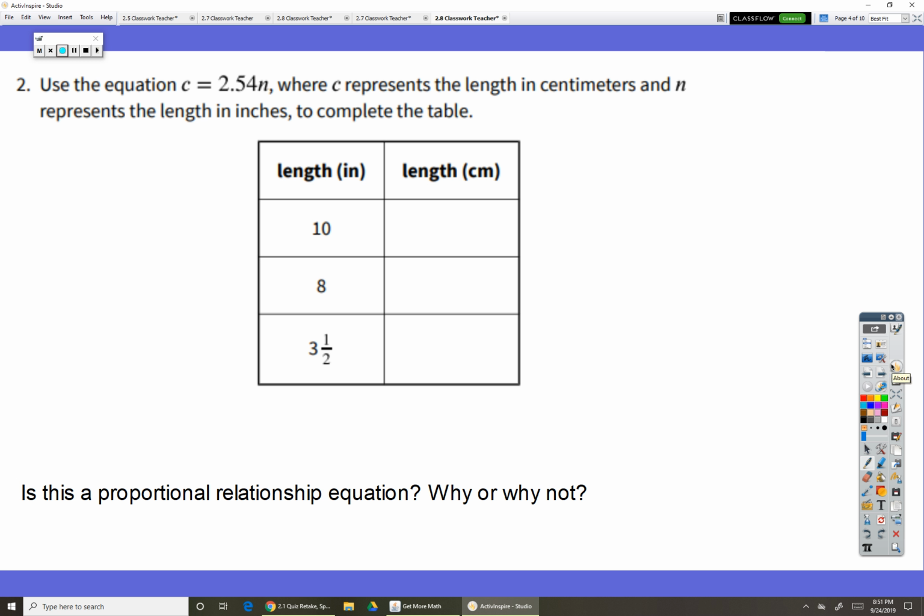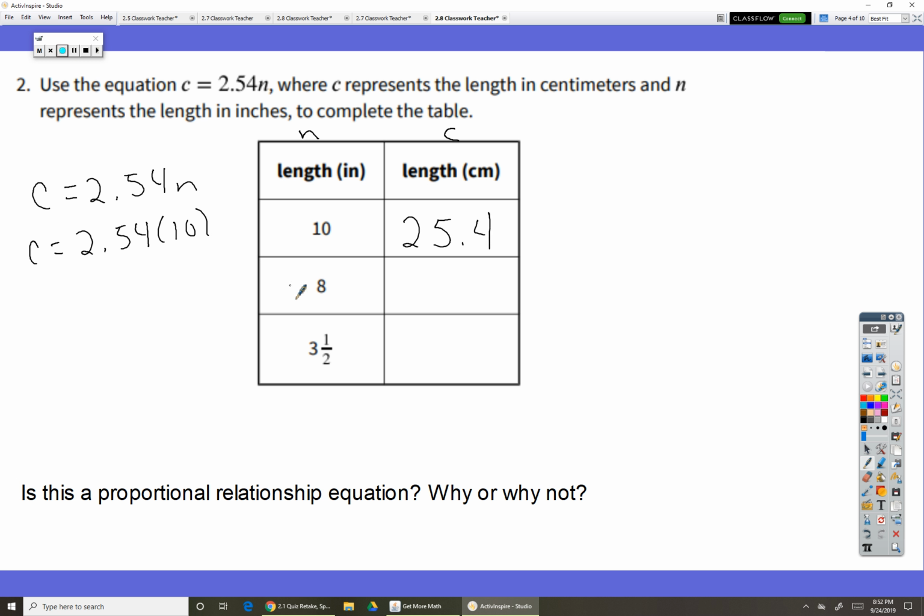Okay, now we're going to use a different equation. This equation is C equals 2.54n, where C represents the length in centimeters and n represents the length in inches to complete the table. So n represents the length in inches, so this side is n and this side is c, or the length in centimeters. So to find c, we're going to do 2.54 times n. So if n is 10, we're going to do 2.54 times 10. When we multiply by 10, we can just move our decimal one place to the right. So this becomes 25.4 centimeters.